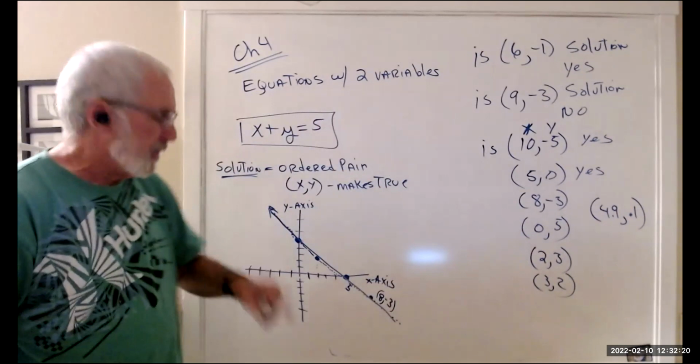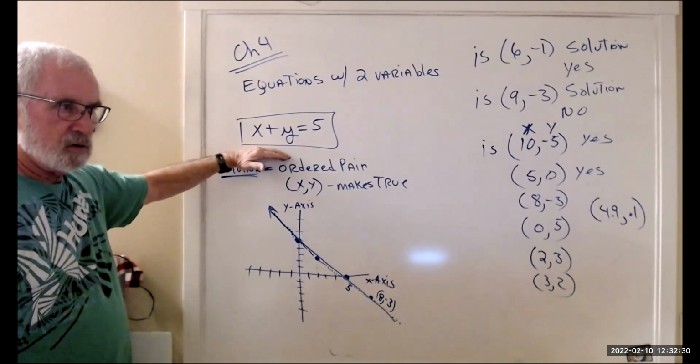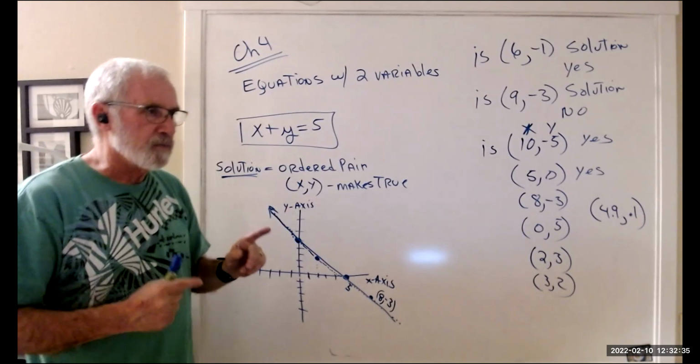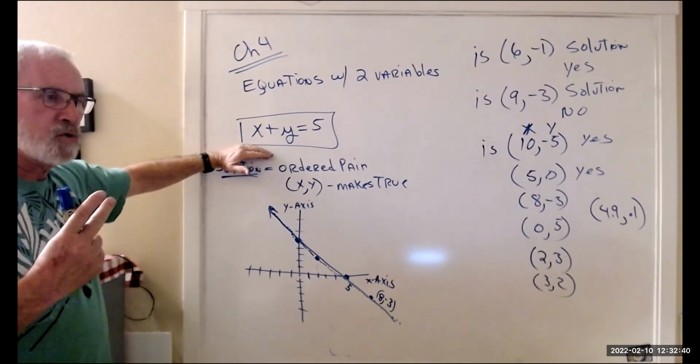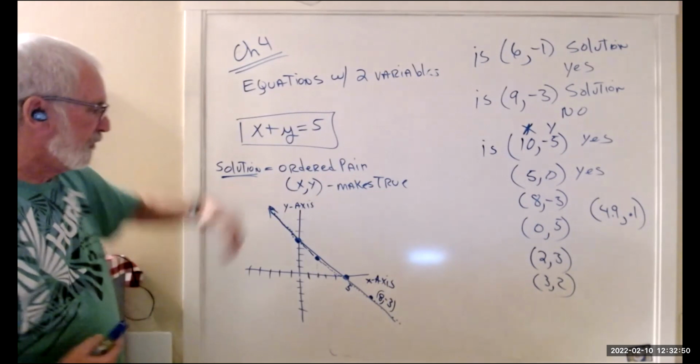And the thing that all of these have in common is any point I pick here is a solution to this equation. Okay, so what I've just tried to walk you to is an equation in two variables has an infinite number of solutions. An infinite number of solutions. The graph is our way of showing those solutions.